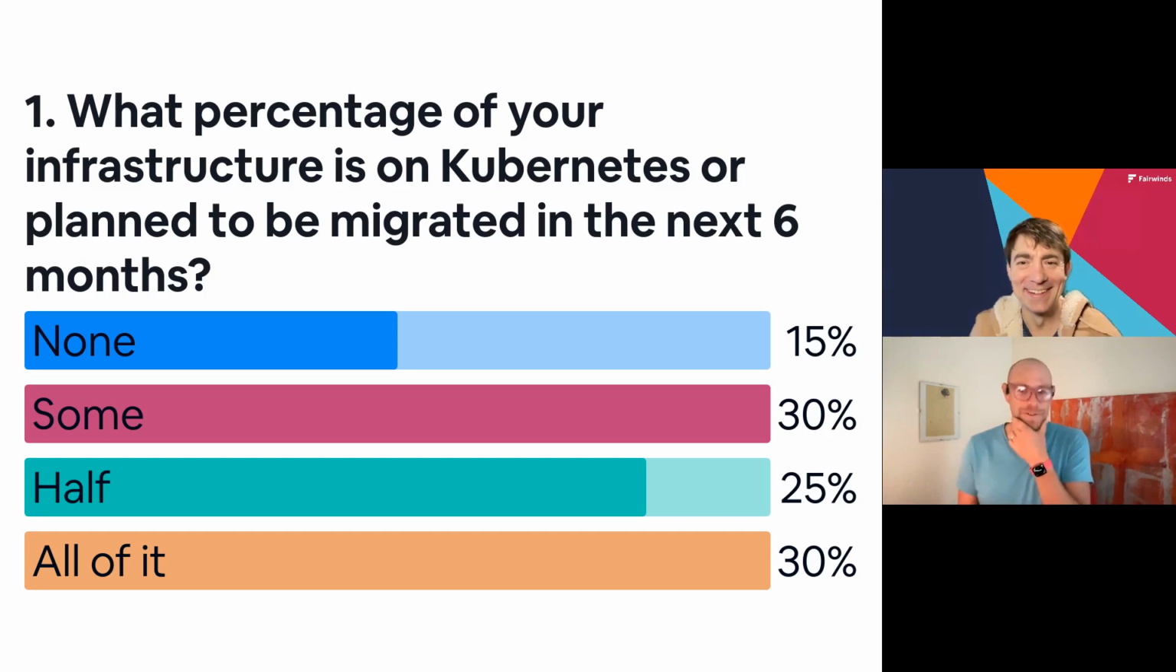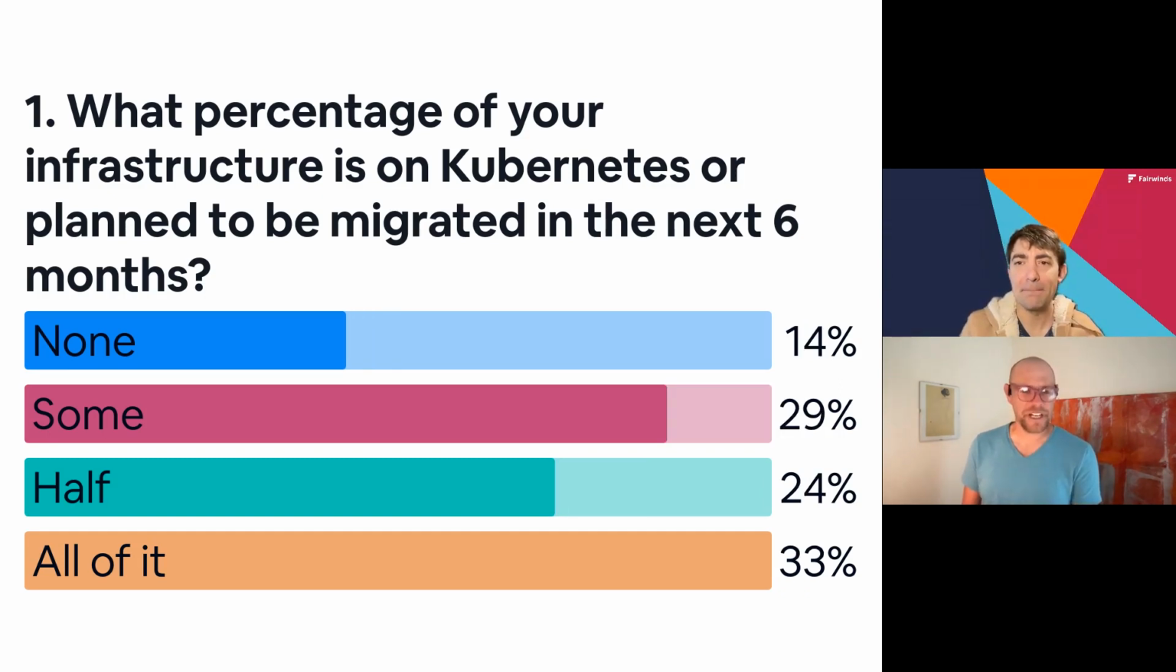Anything between 50% and all in is off the table. That's exactly right. Okay, here we go. And Cody's pulling up results for us. So all of it, 30%; at some, 30%. Okay. You can keep those results coming in. We'll keep the poll open for a second here.